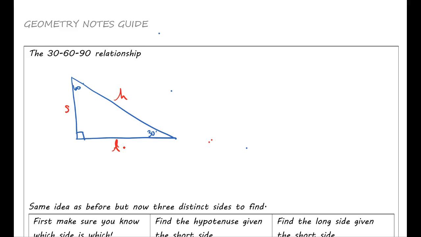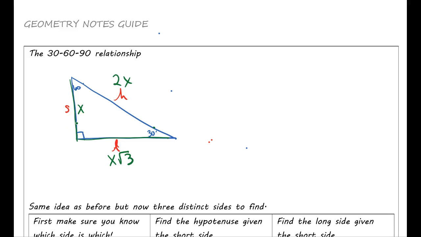So there's a relationship with these, and we're going to use X again, okay? And the formula is the following. The short side you can just call an X, okay? So that's just X. The long side right here is that same number times the square root of 3, and the hypotenuse is always twice as long as the short leg.